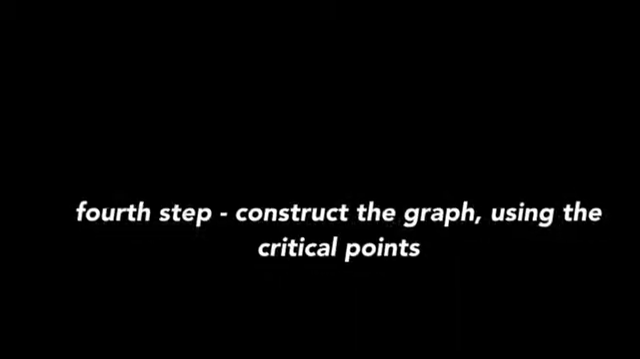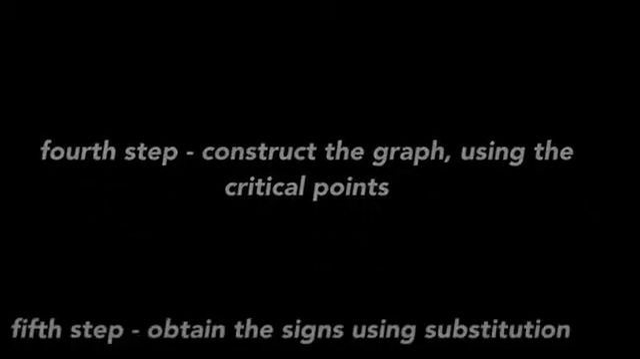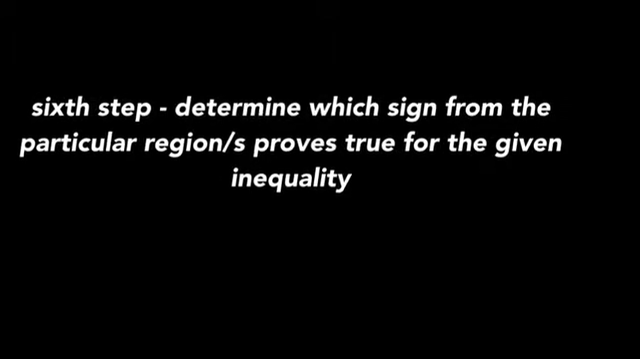First step, factor out the inequality. Second step, apply the zero factor property. Third step, mark the critical points on the number line. The fourth, construct the graph using the critical points. Fifth, obtain the signs using substitution. Sixth, determine which sign from the particular region proves true for the given inequality. And the seventh step is to write the solution set.